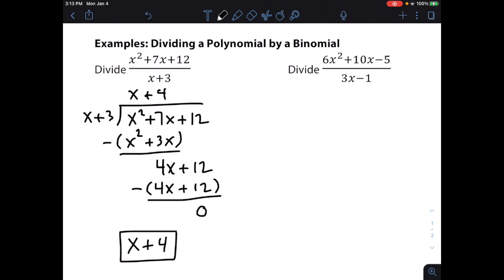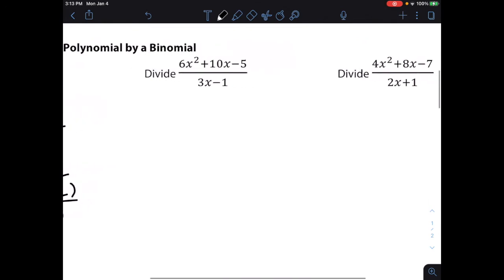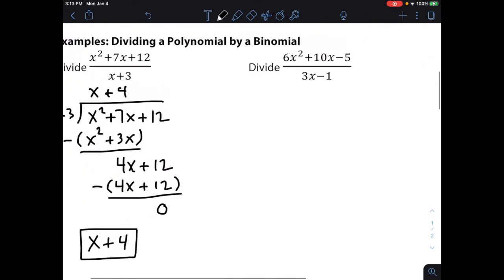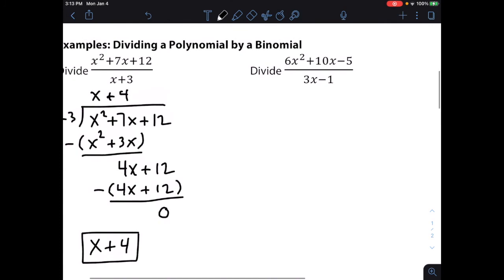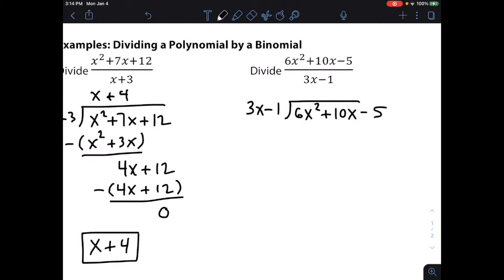Okay, let's look at another one. So in the second one, we introduce a couple of new things. One is we have a coefficient of 6 on the x squared term in the numerator, and we have a coefficient of 3 on the x term in the denominator. So that's going to change things a little bit, but it doesn't make it that much more difficult. So we're dividing by 3x minus 1. So we have 6x squared plus 10x minus 5. I'm going to extend that a little bit.